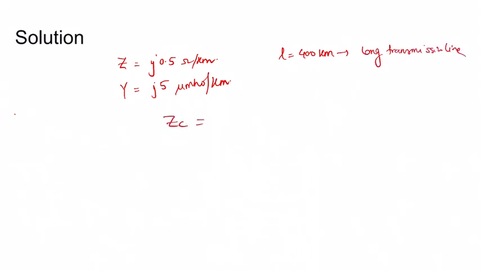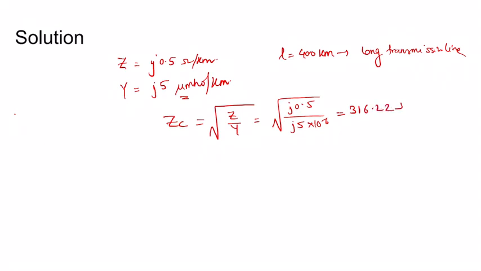The given value of Z is j0.5 ohm per kilometer and Y equal to j5 micromho per kilometer. L equal to 400 kilometer implies that it is a long transmission line. The value of ZC equal to root over Z by Y equals root over j0.5 divided by j5 into 10 to the power minus 6, because micro. So this is coming out to be 316.22 ohm.